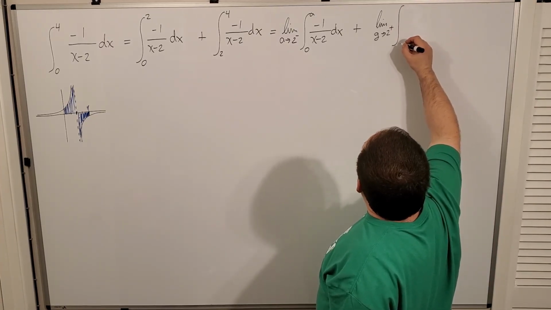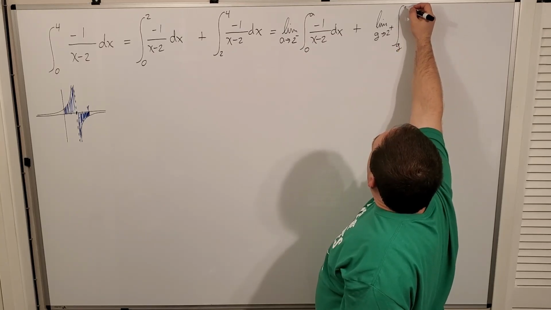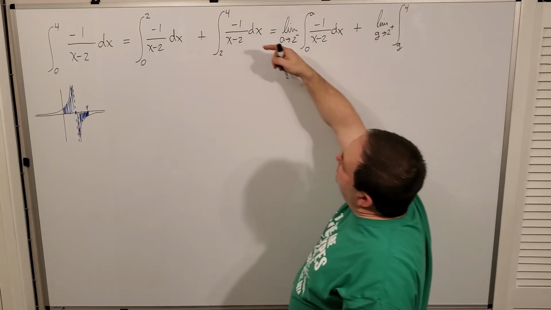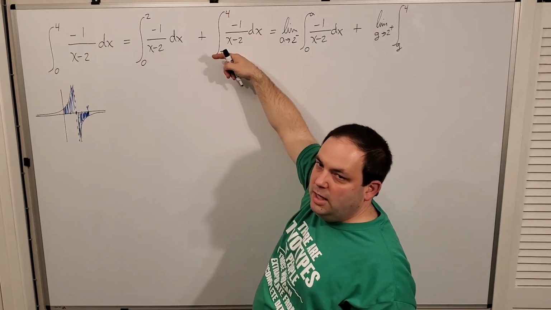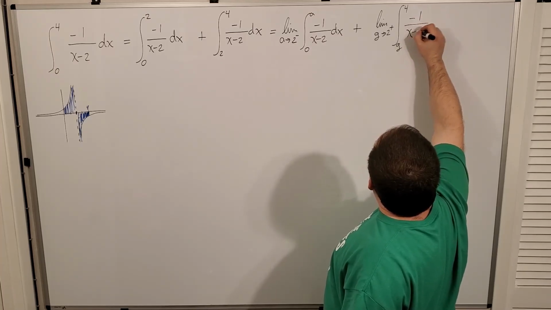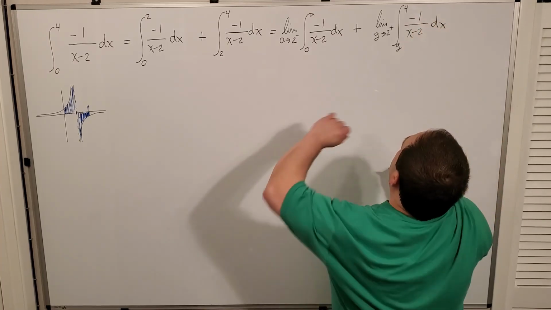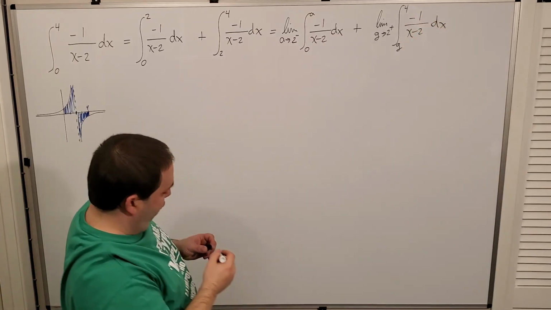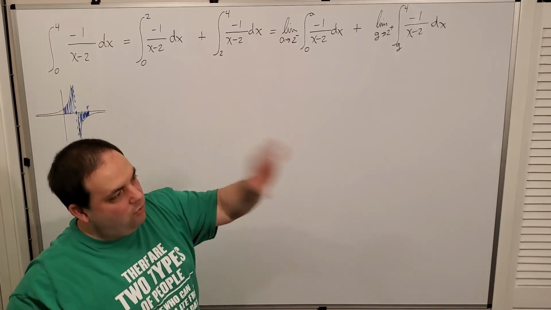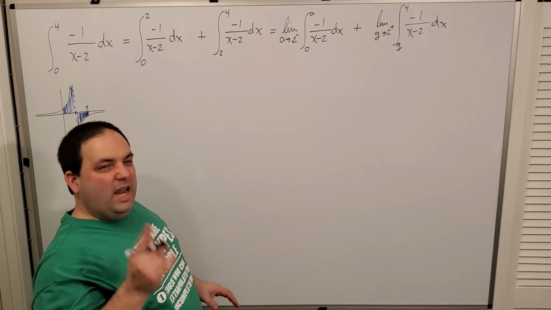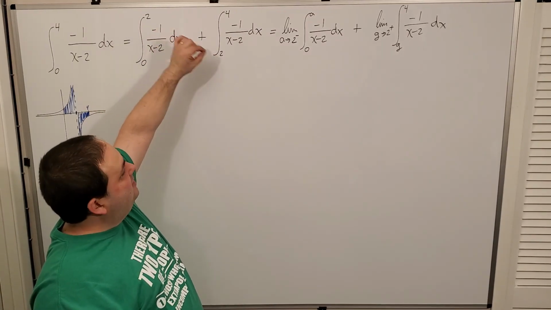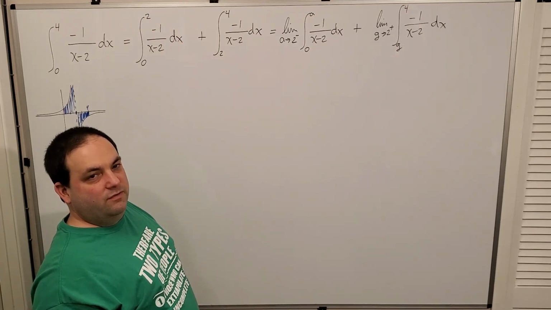Integral from g to 4. Now again, notice this limit is from the right because I am coming from the other direction in order to approach 2. And it's still of negative 1 over x minus 2 dx. So this is the only proper way to handle that integral. I can't just integrate across a discontinuity, and I can't even actually use the discontinuity number because it's not actually a defined function value for me.